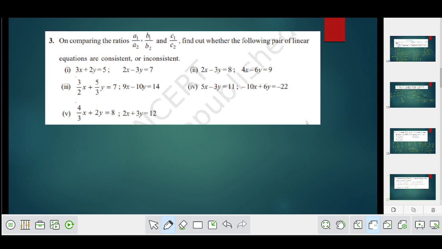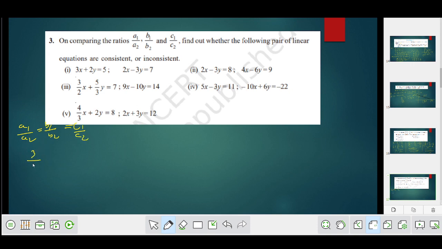Question third. On comparing the ratios A1 upon A2, B1 upon B2, C1 upon C2, find out whether the following pair of line equations are consistent or inconsistent. Inconsistent means have no solution. Consistent means have solution. It may be unique or it may be many. These are the first. What will be? We should follow the same rules: A1 upon A2, B1 upon B2 and C1 upon C2.